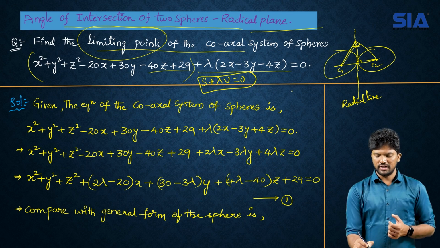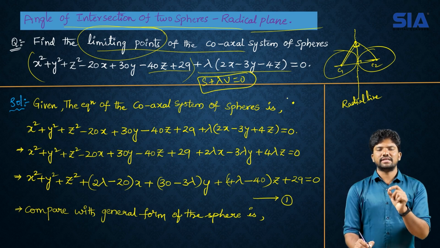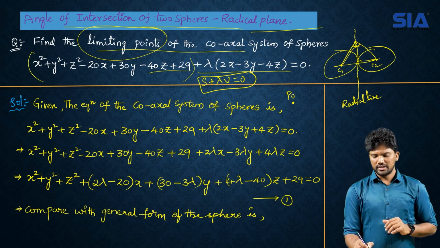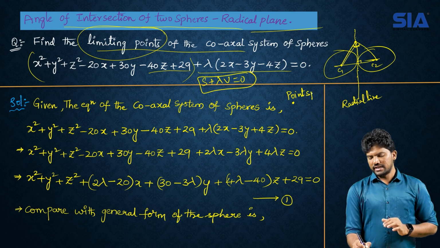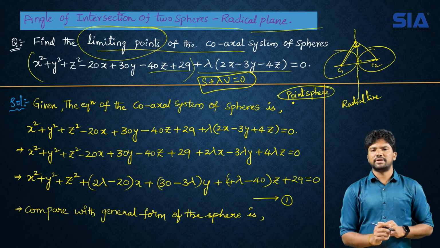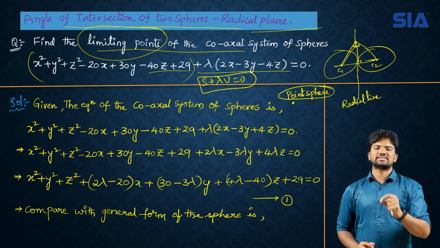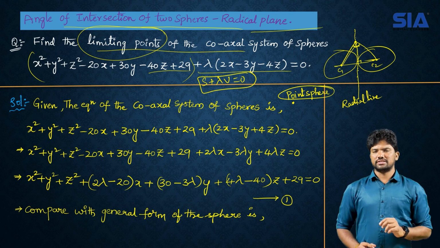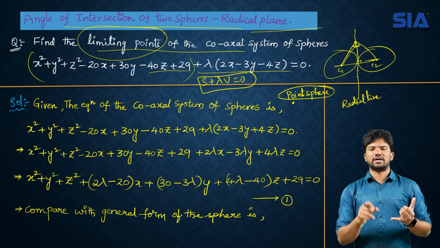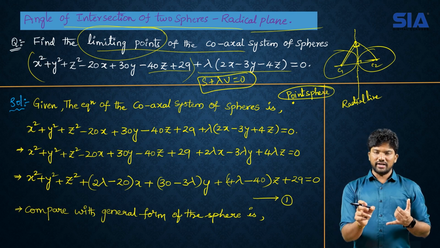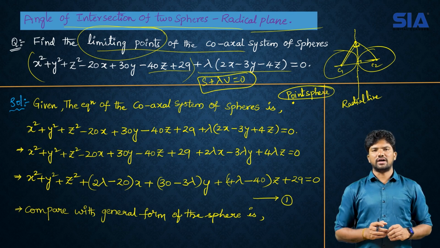Whenever a sphere's radius is equal to 0, that sphere is called a point sphere. The center of that point sphere is called the limiting point. So when the radius is equal to 0, that sphere is called a point sphere, and the center of the point sphere is called the limiting point of the given sphere.